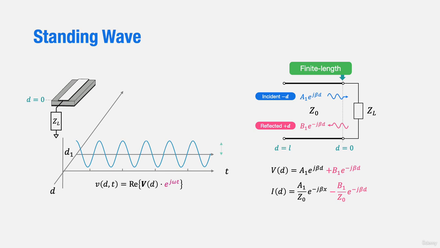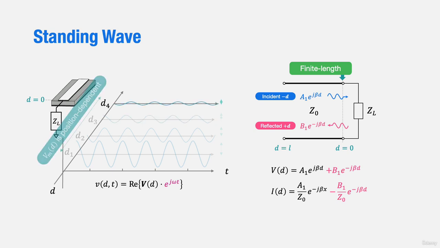As we move to position D2, the amplitude may decrease due to the interference of the reflected wave. At position D3, the amplitude is further reduced due to the interference. And finally, at D4, the amplitude decreases even more. So here is a small conclusion.